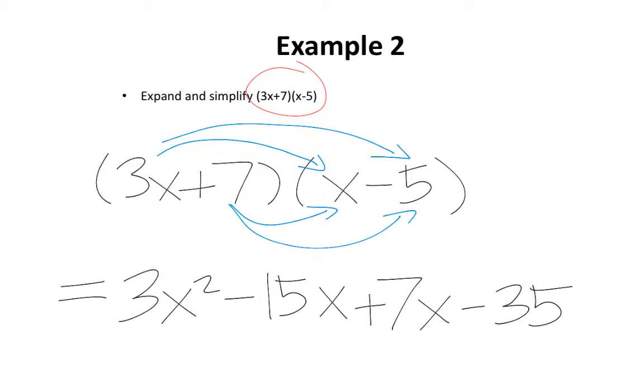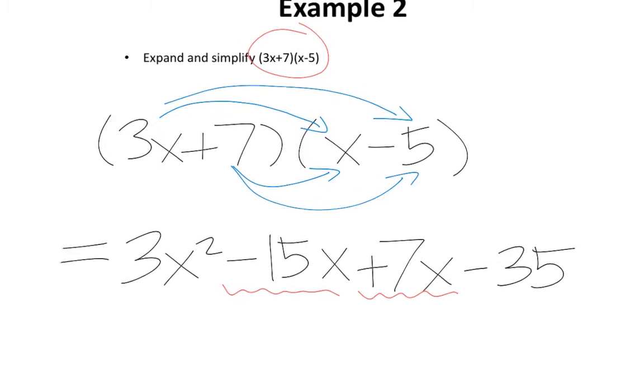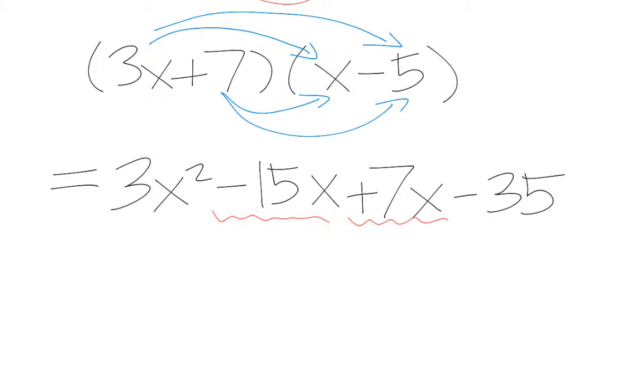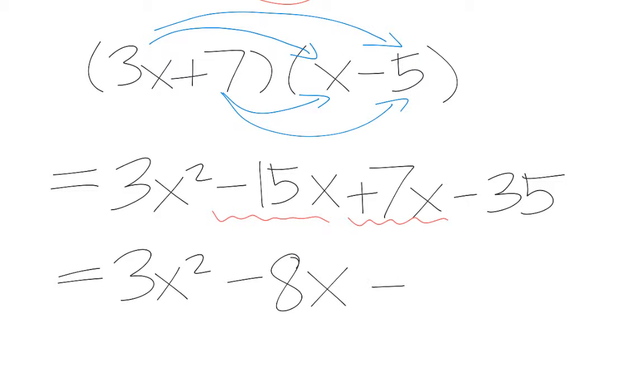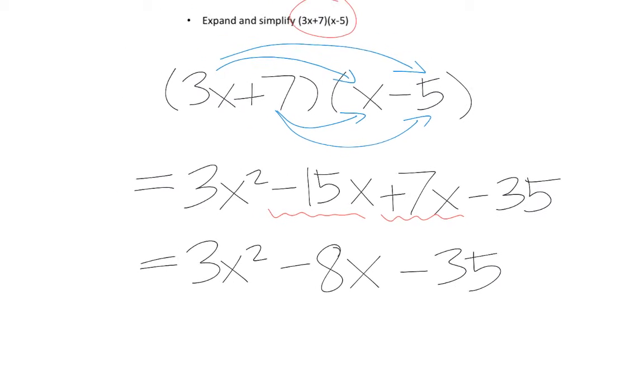At this point, we want to collect like terms. Negative 15x and positive 7x are considered like terms. Therefore, we need to simplify that. The 3x to the power of 2 stays the same. Negative 15x plus 7x is equal to negative 8x. The negative 35 stays the same. Therefore, our final answer is 3x squared minus 8x minus 35.